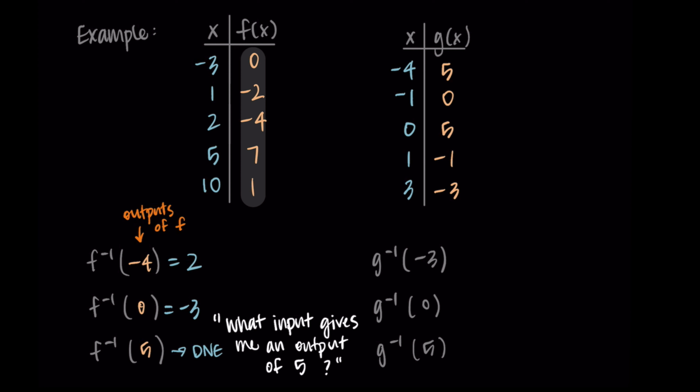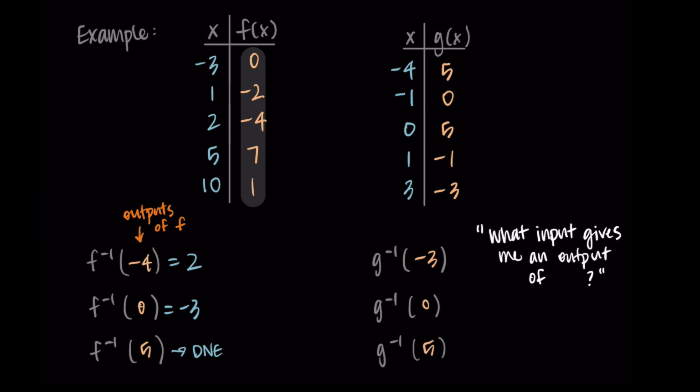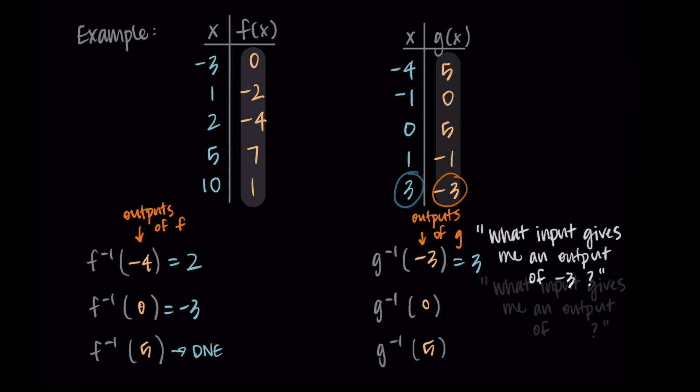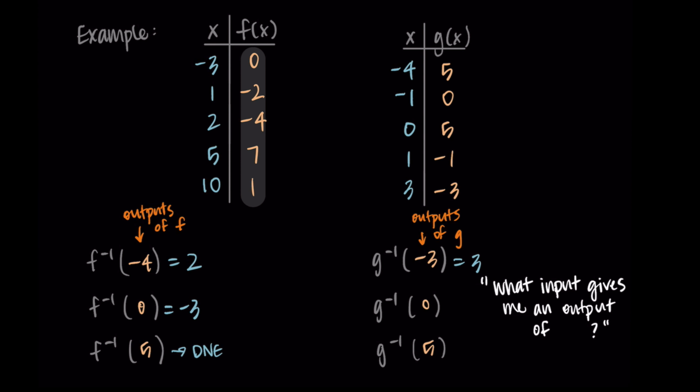Let's repeat this for the function g. So first we have g inverse of -3. This is saying which input gives me an output of -3. I see that -3 corresponds to an input of 3, and so the solution is 3. Then for g inverse of 0, this is saying which input gives me an output of 0. So I see that 0 has an input of -1, so -1 is my solution.